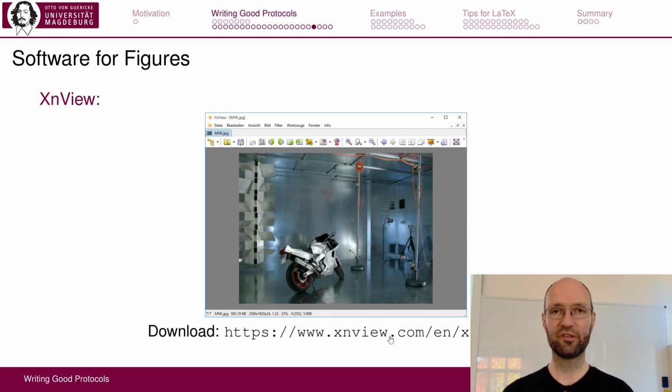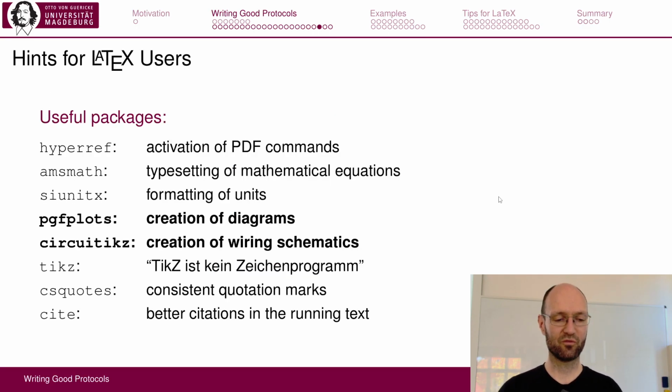For photos, there is a lot of software out there. I can recommend XnView. So if you want to crop a figure, change the brightness, adjust the contrast, or change the resolution. Of course, nowadays every smartphone can also do this, right? If you take a picture and want to crop it or adjust something, it's very easy to do nowadays just on a smartphone.